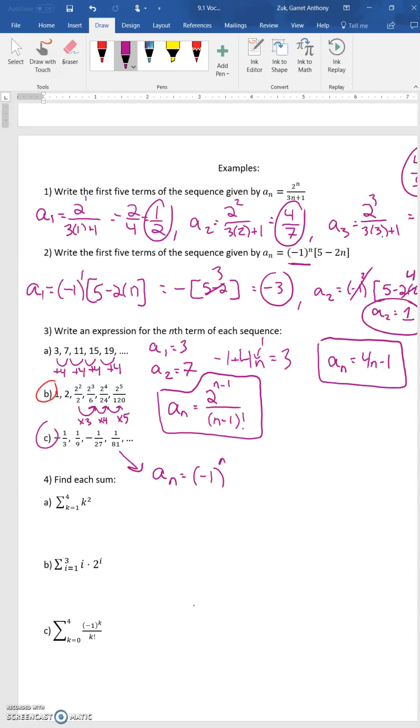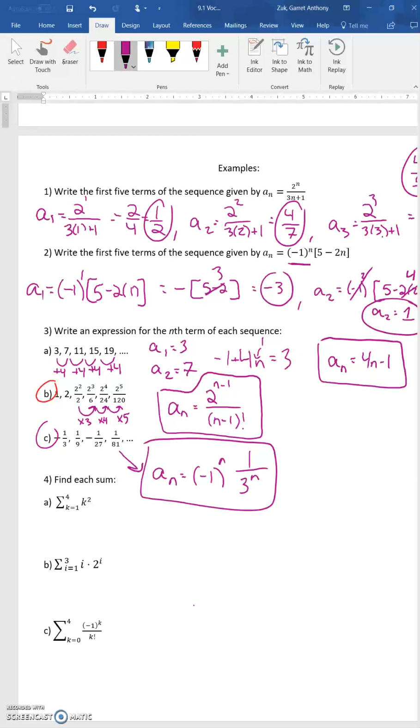If we notice on the bottom, 3 is 3 to the 1, 9 is 3 squared, 27 is 3 cubed. So what we've got over here is 1 over 3 to the power n. That would be our rule for the second one. And again, go ahead, write out a couple terms, make sure they do match. But that would be an example with an alternating sign.